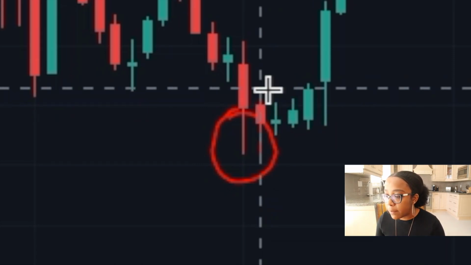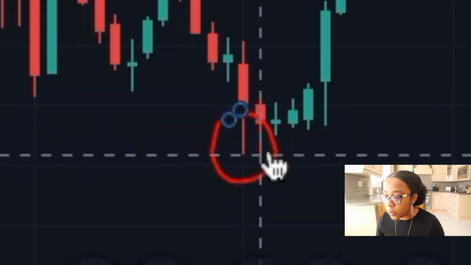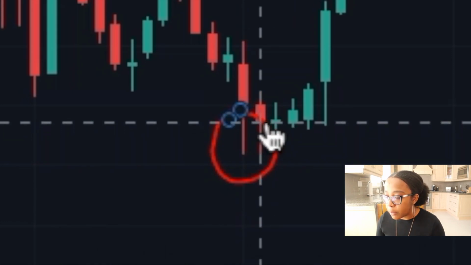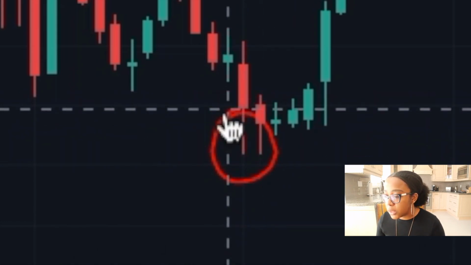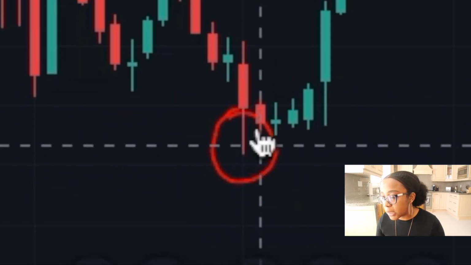And then what happened was, again, it tried to push down, it filled this wick, but then it was not able to close below. So it ended up rejecting again. So just between these two candles, that is an indication that price is getting exhausted.